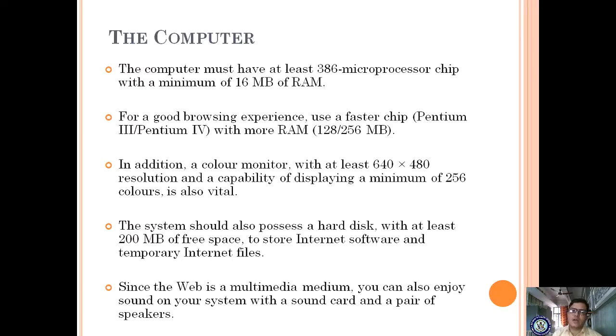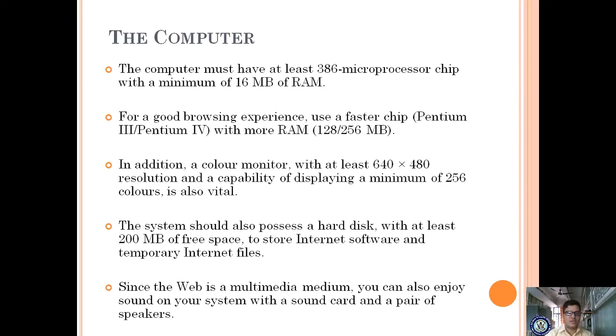In addition, a color monitor with at least 640 × 480 resolution and the capability of displaying a minimum of 256 colors is also vital. So if you want to access information on a color monitor, it must have a good resolution. What is the good resolution you are suggesting? This is the minimum resolution, not the best resolution. 640 × 480 resolution capability is required with a 256 color display. Actually we can access 16 million colors. It also has various resolutions.